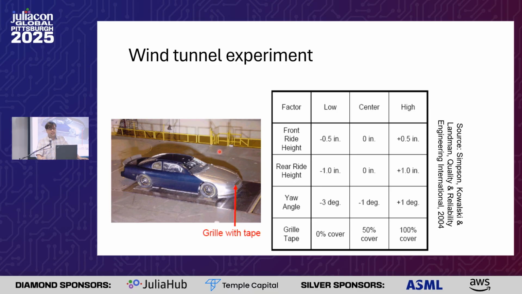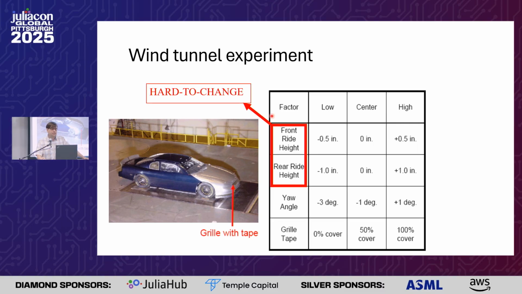And to do this, you need to shut down the wind tunnel, take the car out of the wind tunnel, disassemble the wheel of the car in the front or the back, put it back together, put the car back in the wind tunnel, and turn the wind tunnel back on. So that's, of course, a lot of work, a lot of effort, costs a lot of money. For this reason, we call these factors hard to change.